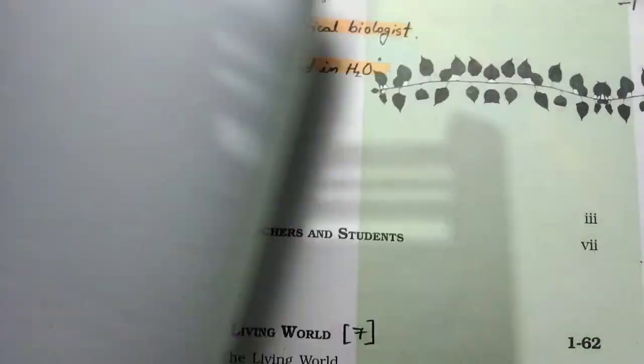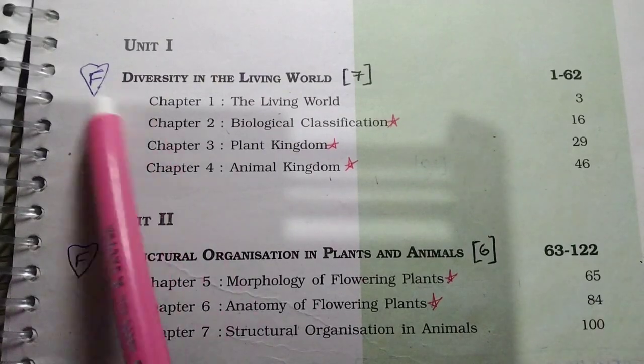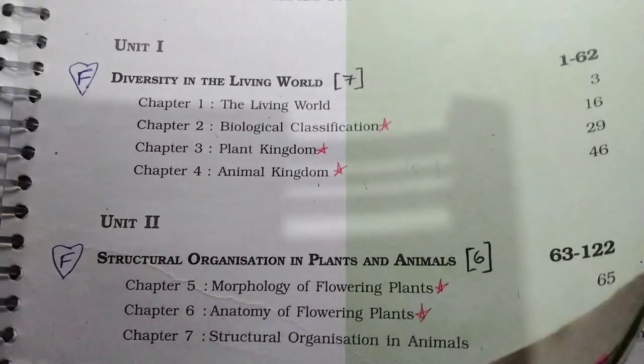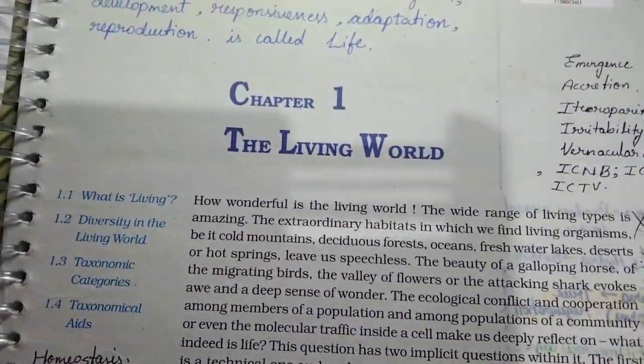You all know that in class 11 there are 5 units. First unit is diversity in the living world. Under this unit we have 4 chapters. Today we are going to discuss the first chapter, the living world.